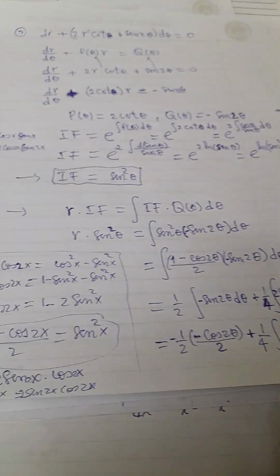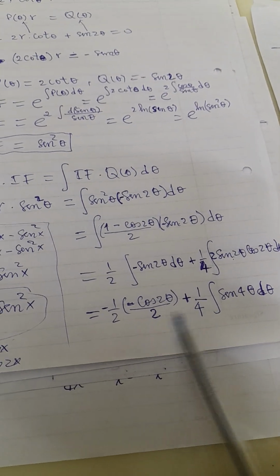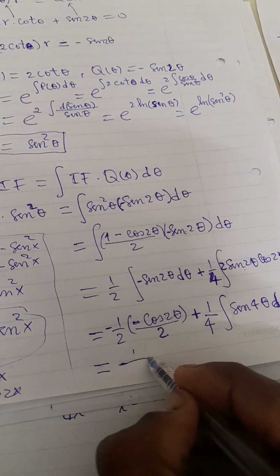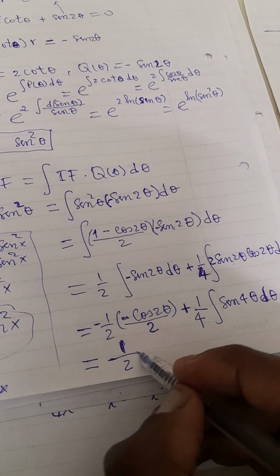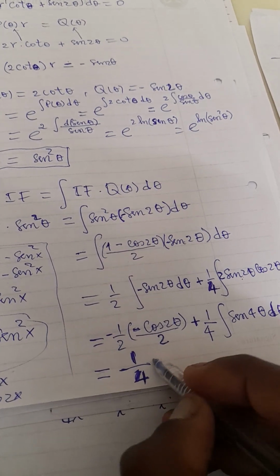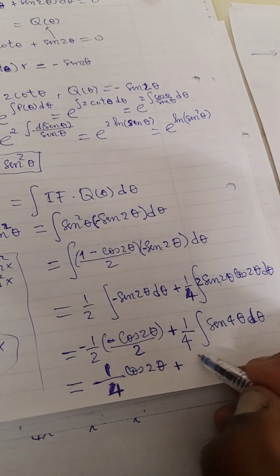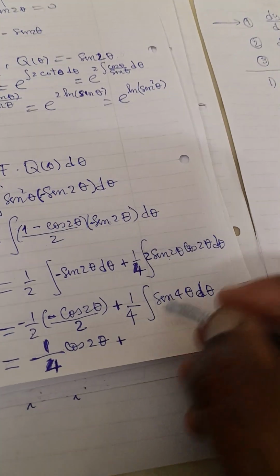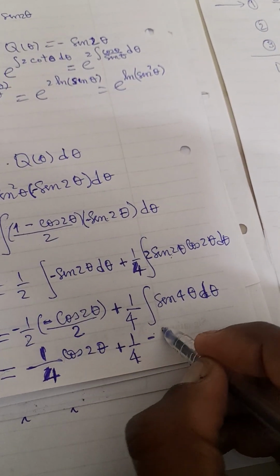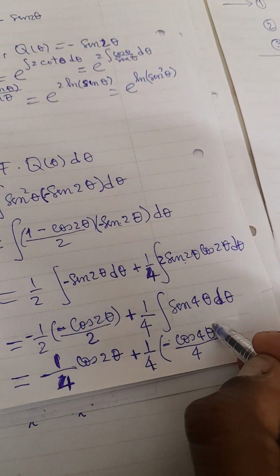Are we together? Don't forget, here we have r sin squared theta, and here we have this expression over here. Now, what will this expression be? This will be positive 1 upon 2, 1 upon 4, cos of 2 theta plus 2 theta, plus 1 times the integral of sin. We know what the integral of sin is? It's negative. Then it will be 1 by 4 times minus cos 4 theta all by 4.